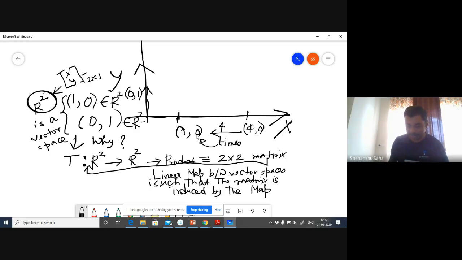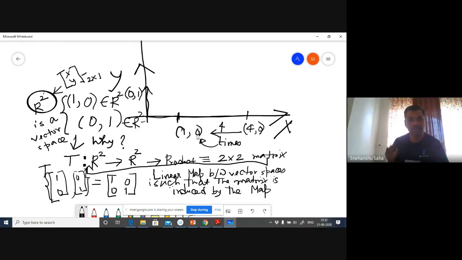When you look at a 2x2 matrix, what I typically imply is the following: if I have an identity linear map and I let it act on these two vectors, 1, 0 and 0, 1, then what I should actually get is this. Okay, so this is how matrices are generated.